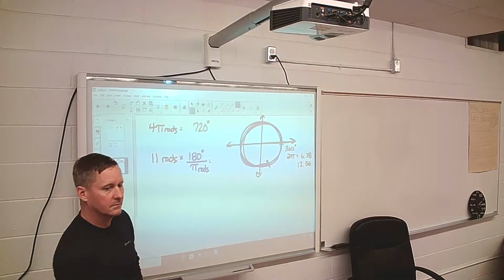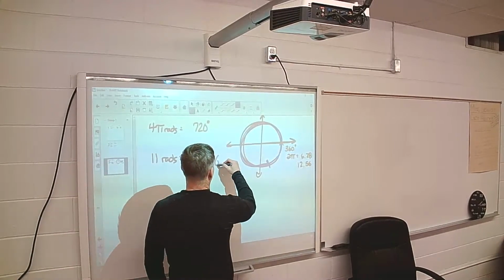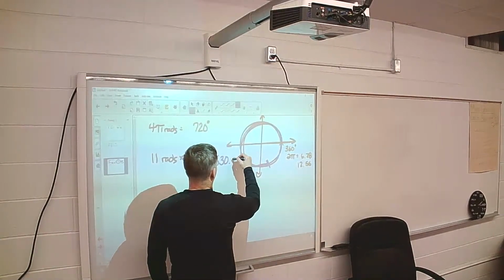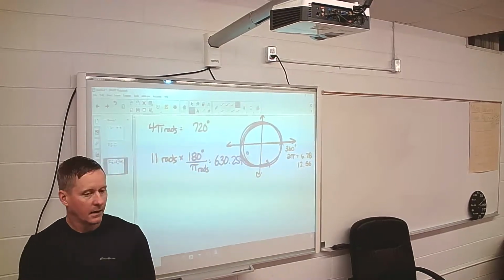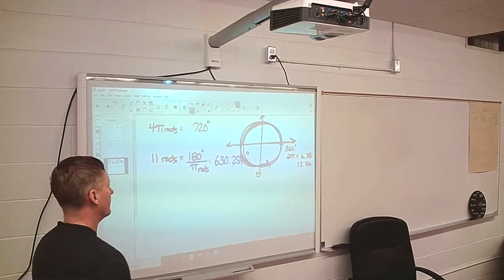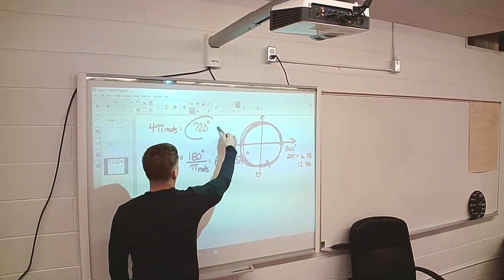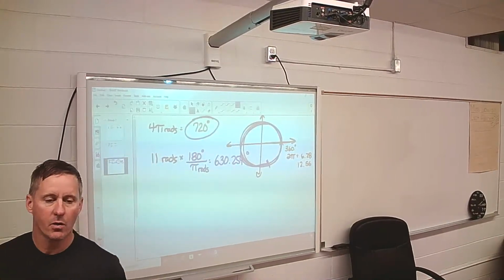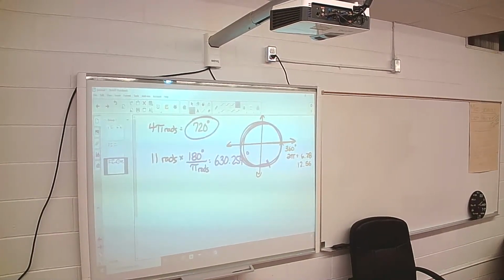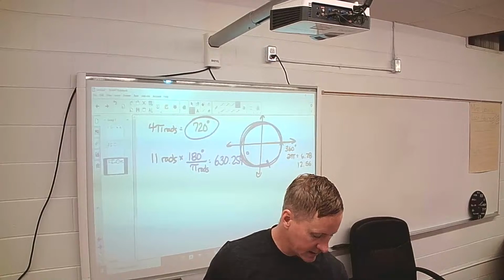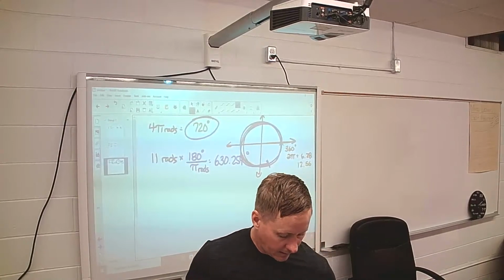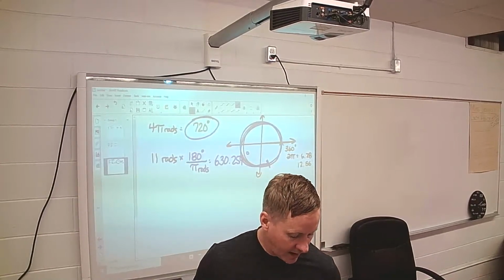That's 632.4. And 4 pi was how many radians or how many degrees? 720. Okay? So today you're just converting from radians to degrees and degrees to radians. It's that simple. All right, now I'm going to get into the graphing part again.